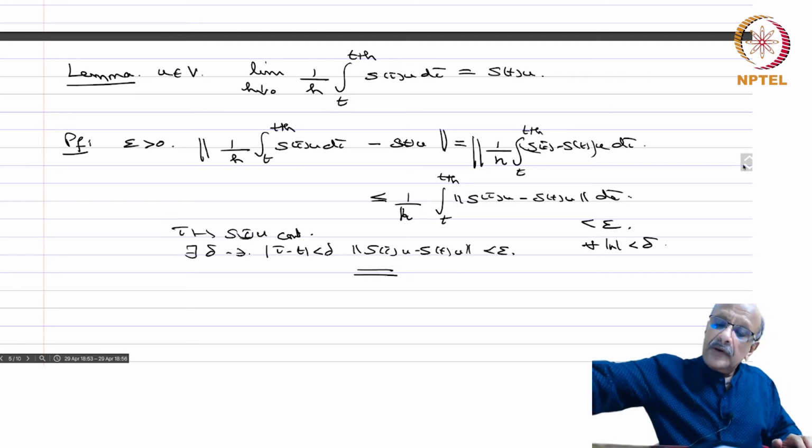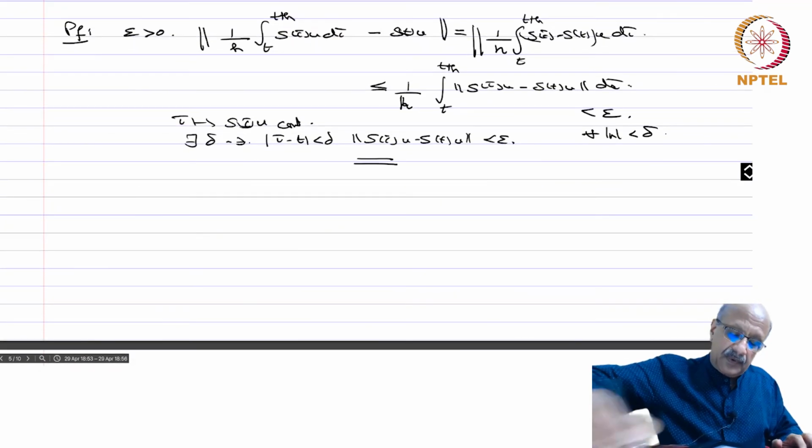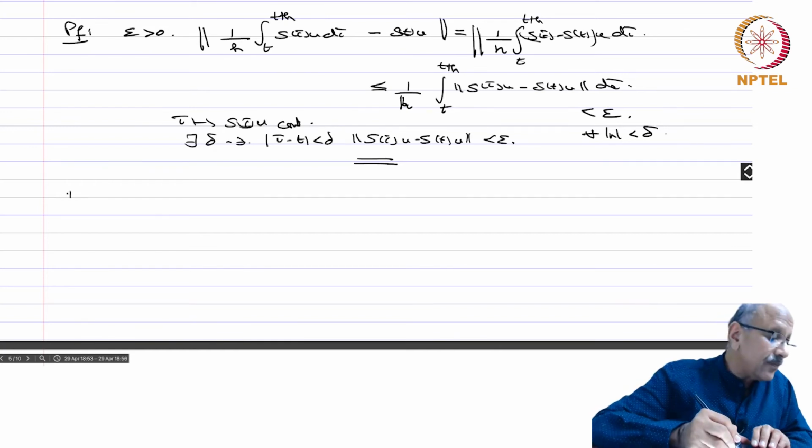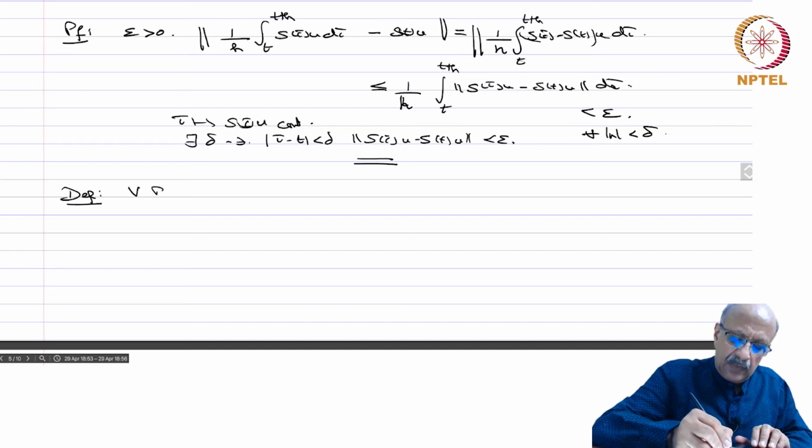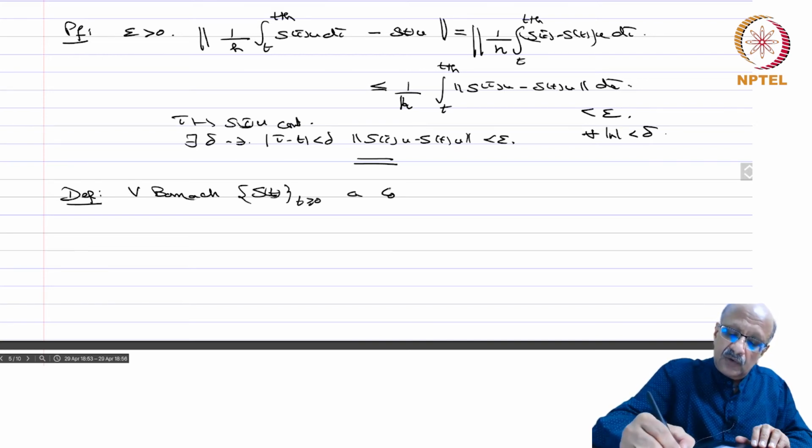So, now we are going to introduce a very important concept. Okay. So, definition. Let V be a Banach space, S t, t greater than or equal to 0, a C0 semigroup.